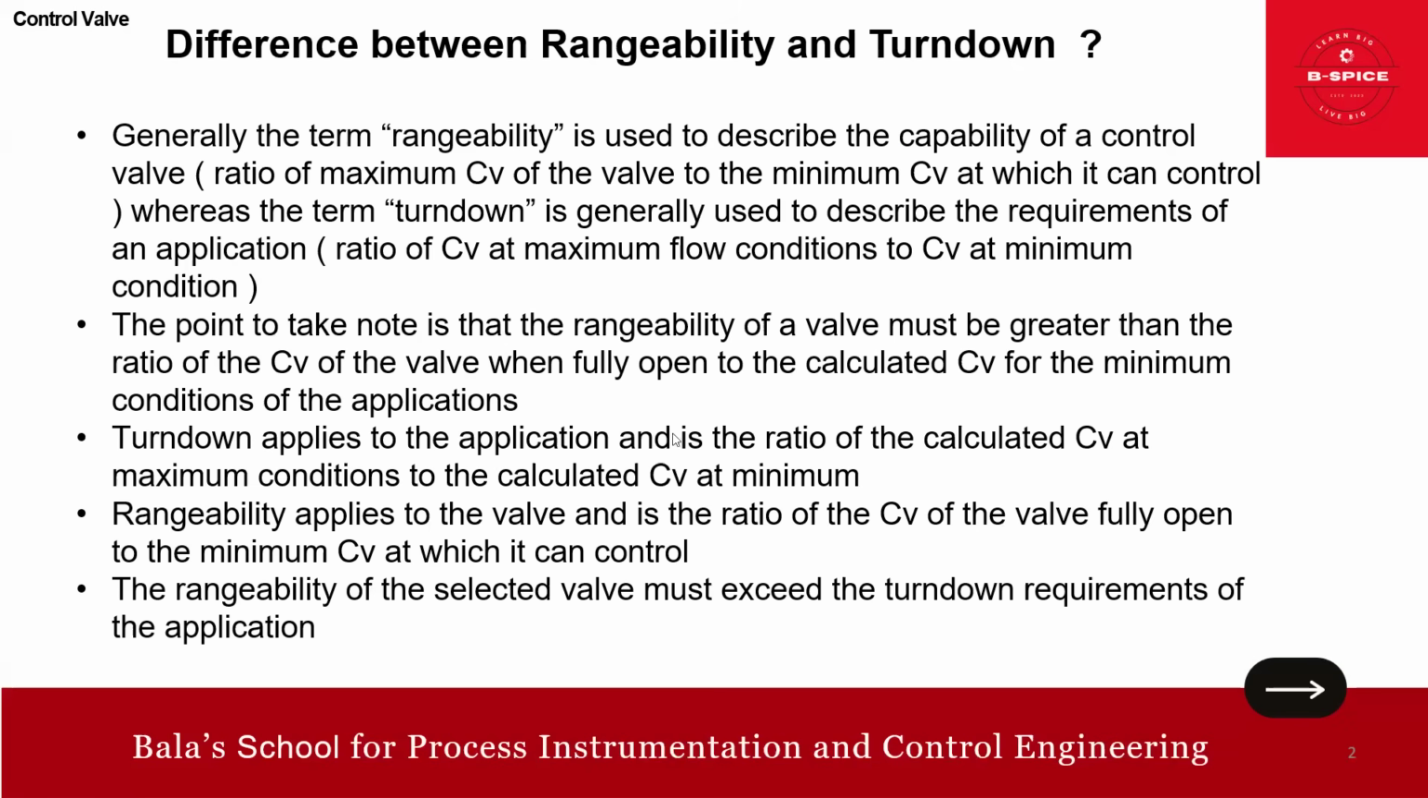Turn down applies to the application, as explained earlier. It's a ratio of the calculated CV at maximum condition to the calculated CV at the minimum. So rangeability applies to the valve, and it's a ratio of the CV of the valve fully open to the minimum CV at which it can control, right? So the rangeability of the selected valve must exceed the turn down requirements of the application. So that is the point.